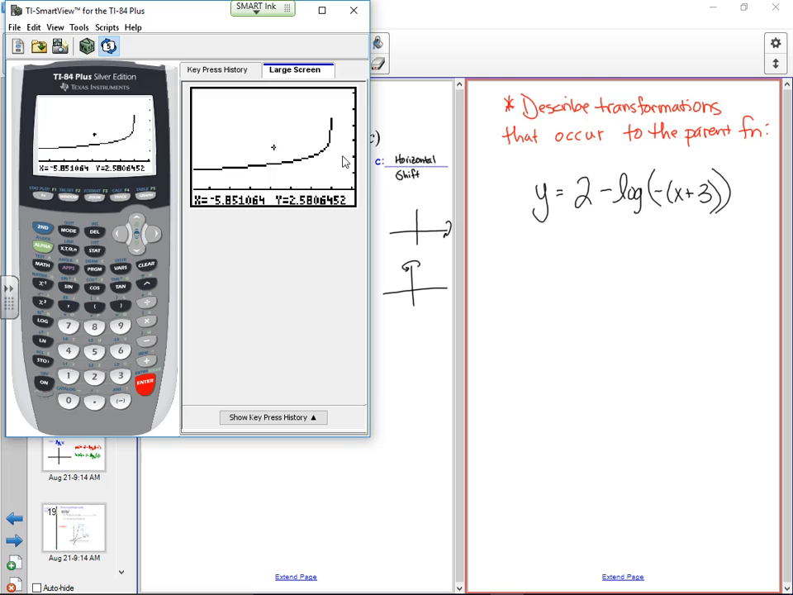Vertical asymptote. See, it's trying to get closer and closer and closer. And if we're not exactly sure what it's getting closer to, that's a little imprecise. Couldn't we trace it and say, what x does it seem to get closer to? Because a vertical asymptote is an x value. So look at the x. I have -5, I have -4, I have -3.